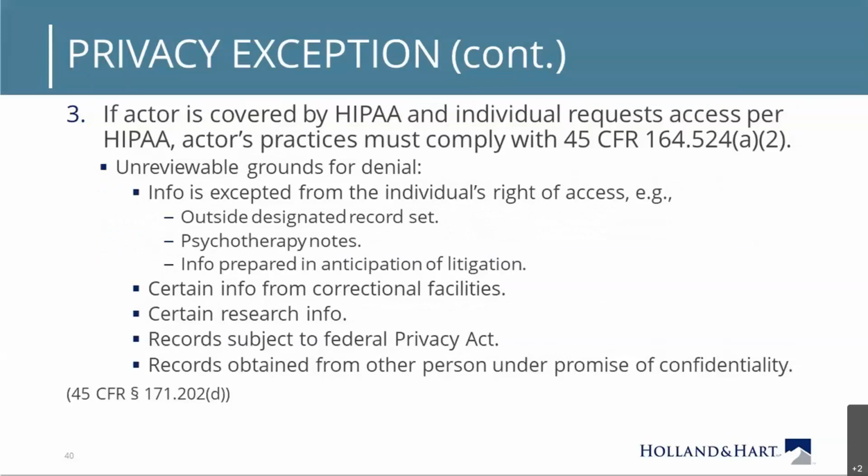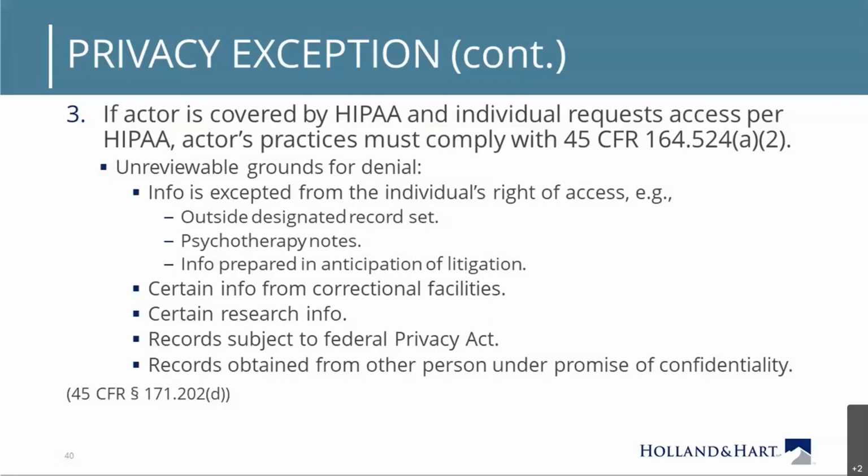The third sub-exception here applies if the actor is covered by HIPAA and the individual requests access per HIPAA, but the actor in this situation is basically under HIPAA, you're not required to provide the information under HIPAA. This rule incorporates the HIPAA provision under 45 CFR 164.524, which allows covered entities and business associates, other entities who are covered by HIPAA, they can refuse to provide information, and that decision is unreviewable if the information is excepted from the individual's right of access.